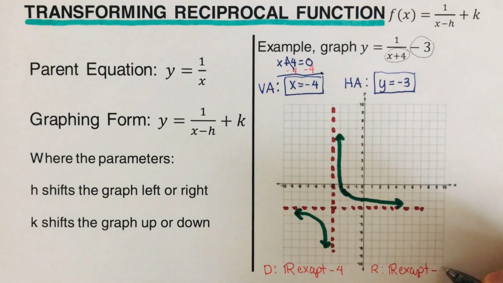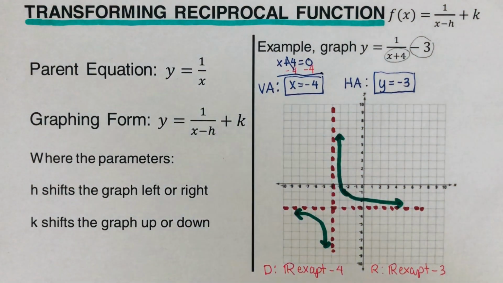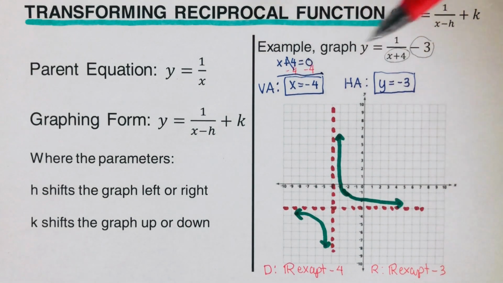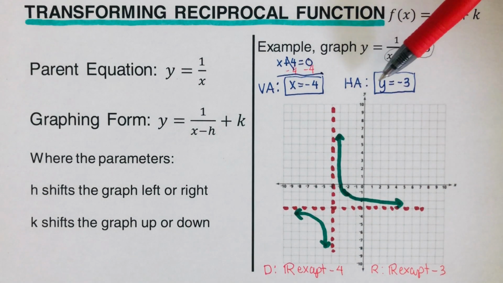negative 3. Now I will give you a trick on how to determine the vertical asymptote that fast and the horizontal asymptote that fast.